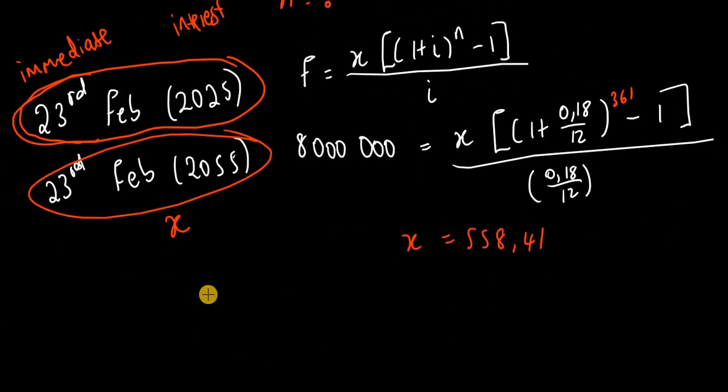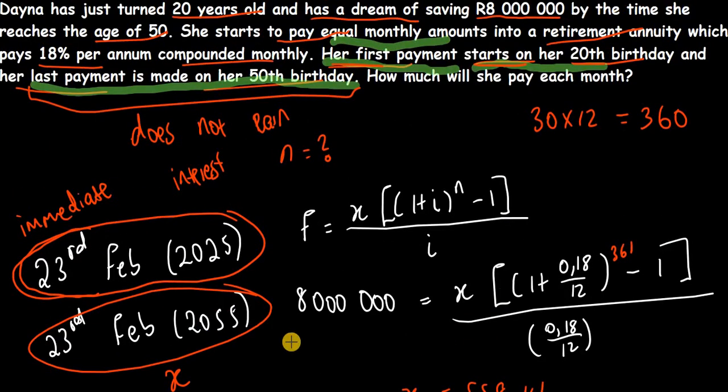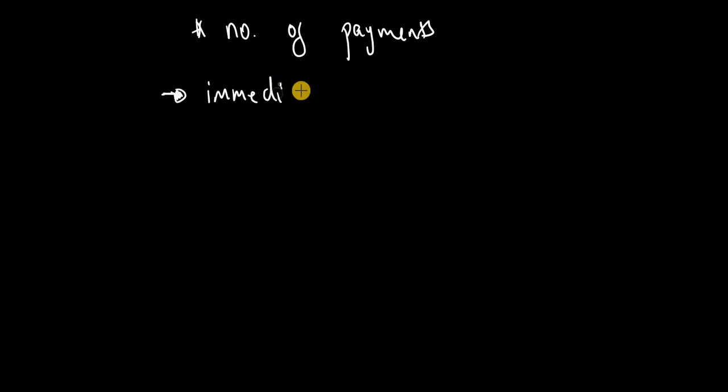Okay guys, I hope that is clear, and it is with my hope that we do understand. Let me just summarize then. For future value payments, these are easy. Just take care of the number of payments. For your number of payments, understand that if the payment was made immediately, that tells you that there is an extra payment.